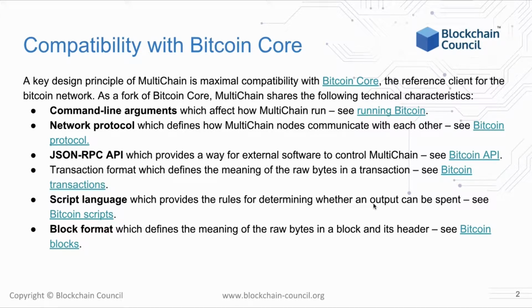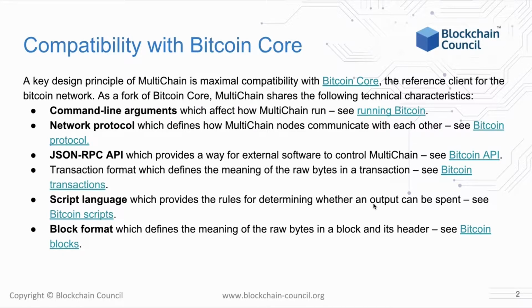The set of command line arguments, which are used in MultiChain, are also applicable in case of Bitcoin. So this compatibility is actually useful for developers, users, and the builders to build with freedom. Next is the network protocol, i.e. the format how MultiChain nodes will communicate with each other. It is actually quite similar to how the Bitcoin Core nodes are communicating with each other.